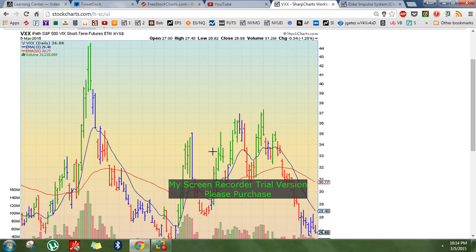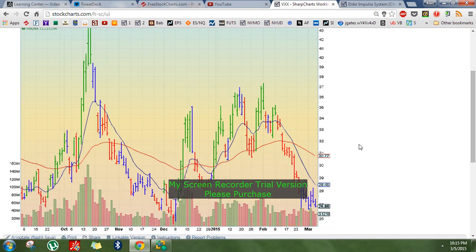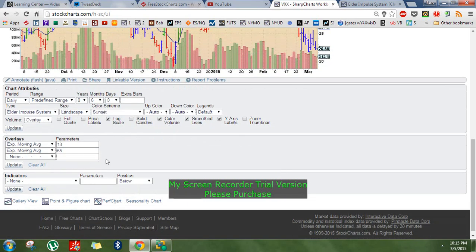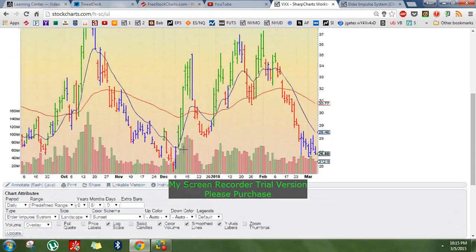And of course, when I say long, that could be long stock, long calls, short puts, however you choose to trade. Again, I'll just draw your attention to the technical indicators. This is using stockcharts.com. You really only need two things, a 13 EMA and a 65 EMA. I'm not 100% sure, but I think when you enter the type as Elder Impulse System, it may even input these values for you in the overlay section. I've also got it on landscape mode, and on sunset, I just think it's a nice color. And you can see for indicators, there's nothing else even to look at.